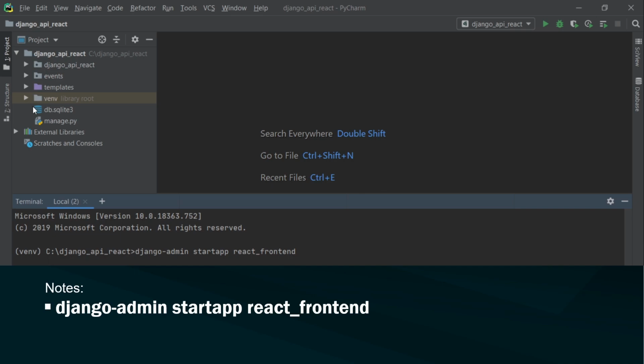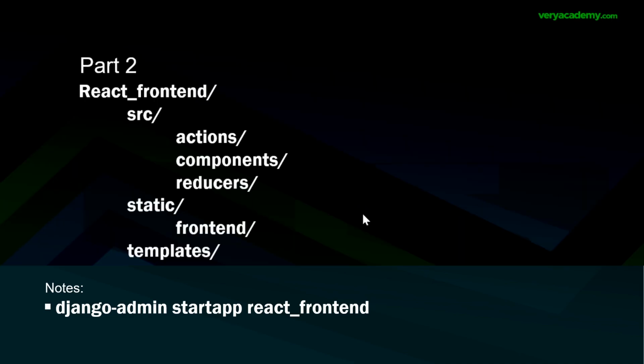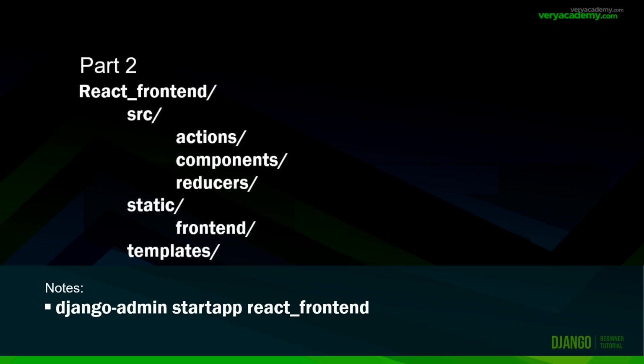So now we have a new project folder. There we go. And now we need to build a folder structure within this. This is the folder structure that we're looking for. You can see that we've got three folders inside the new app: src, static, and templates. And you can see the folders that we need within those. So go ahead and develop this structure within the new app that we just built.